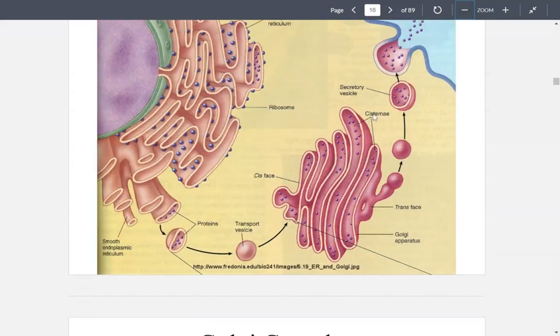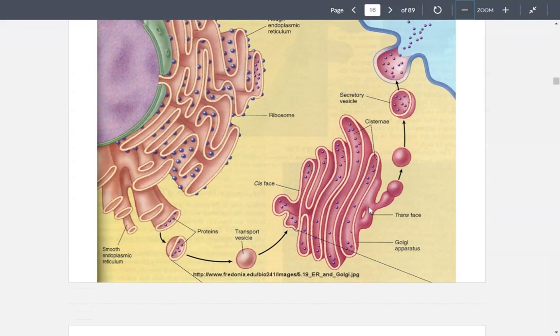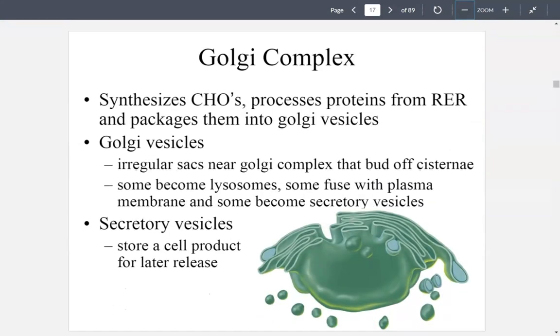This structure right here is the Golgi apparatus, and that's what we're going to talk about next. The Golgi apparatus, or complex, depending on the textbook, is where those lipids and proteins that are produced by the smooth ER are packaged and processed. So they're cleaned up: excess amino acids, uncoded or unnecessary amino acids and DNA, RNA are removed, and they're cleaned up and put in pouches to go wherever they need to go.